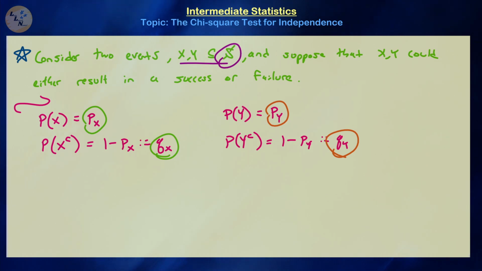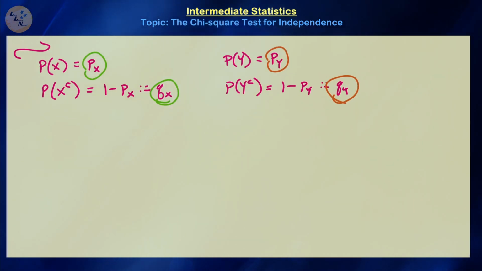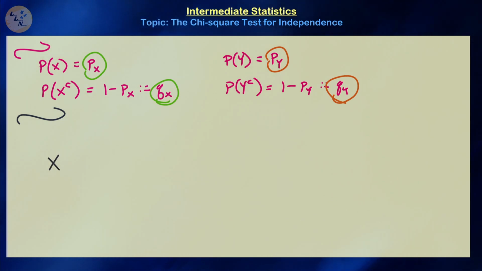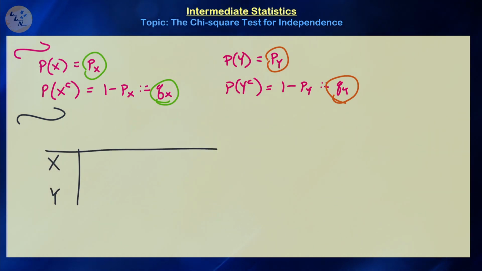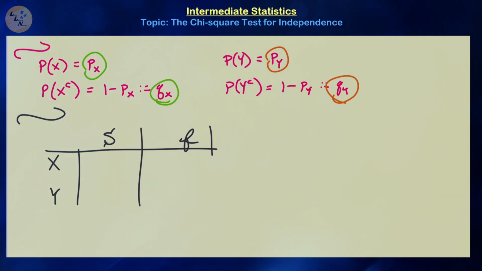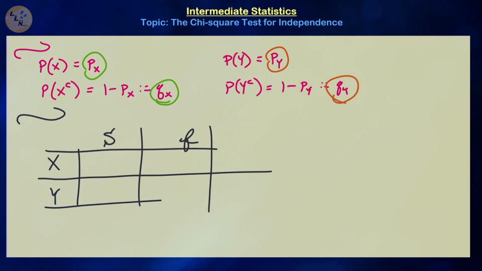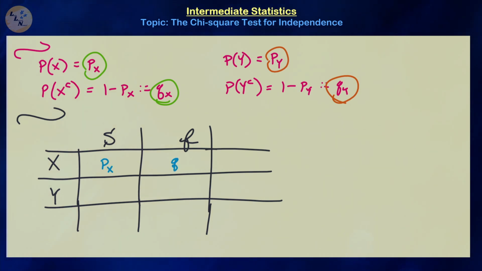Let's also create a little table to summarize all of our outcomes. So we have 4 different outcomes in this scenario, right? We have events x and y, and those events could either result in a success or a failure. The probability of success for x is px. The probability of failure is qx. The probability of success for y is py. And the probability of failure for y is qy.